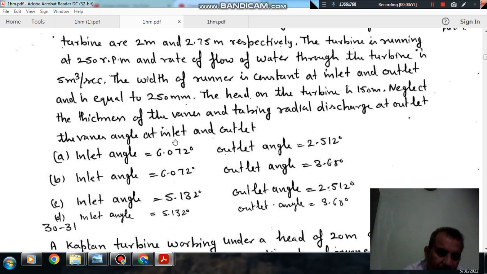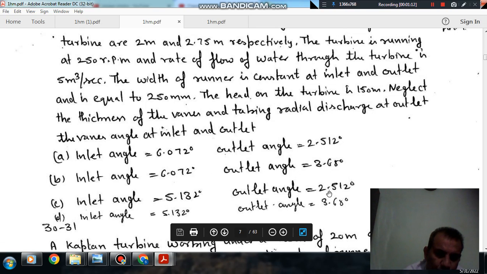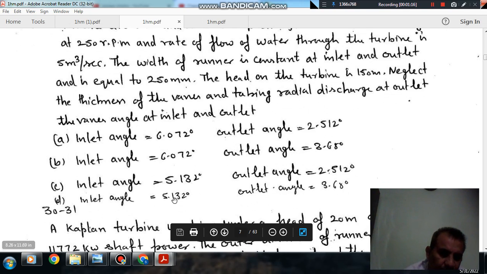The vane angles at inlet and outlet are: Option A, inlet angle 6.072 degree, outlet angle 2.512 degree. Option B, inlet angle 6.072 degree, outlet angle 3.68 degree. Option C, inlet angle 5.132 degree, outlet angle 2.512 degree. Option D, inlet angle 5.132 degree, outlet angle 3.68 degree.